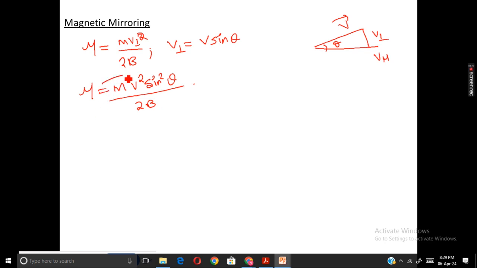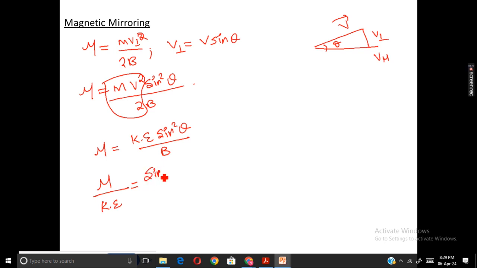So here this term is kinetic energy. So mu by kinetic energy is equal to sine square theta by B. This is the equation that we derived after finding that the magnetic moment is conserved.